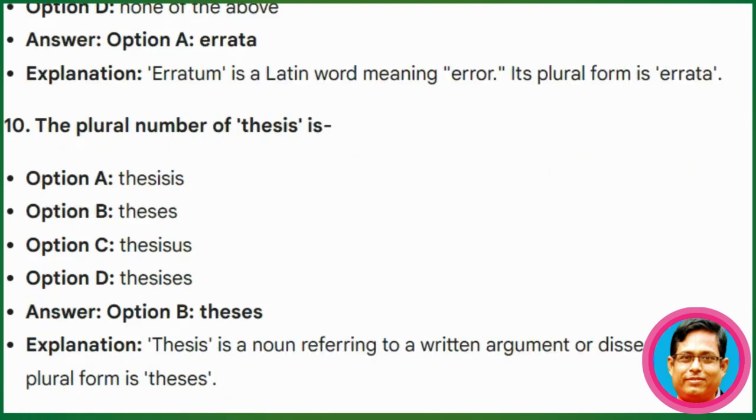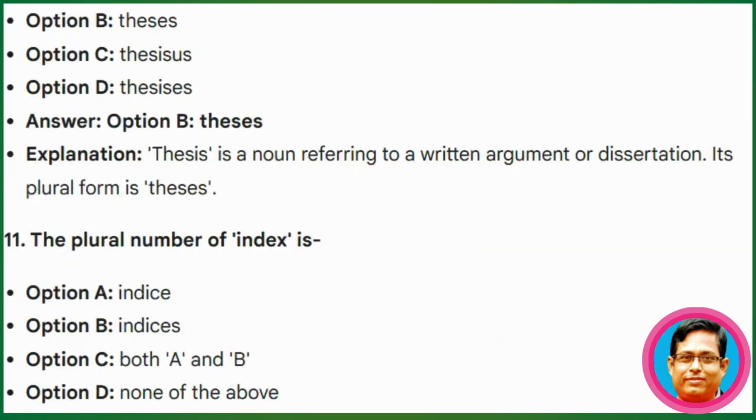10. The plural number of thesis is option A, theses, option B, theses, option C, the theses, option D, the theses. Answer, option B, theses. Explanation, thesis is a noun referring to a written argument or dissertation. Its plural form is theses.